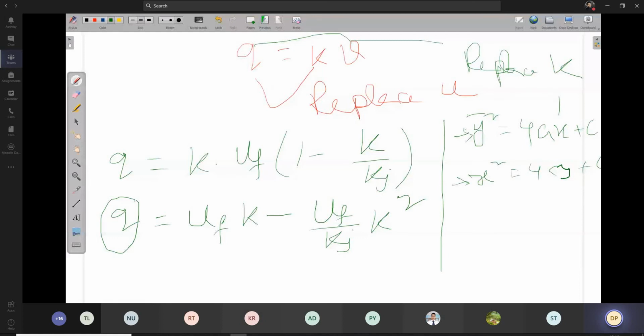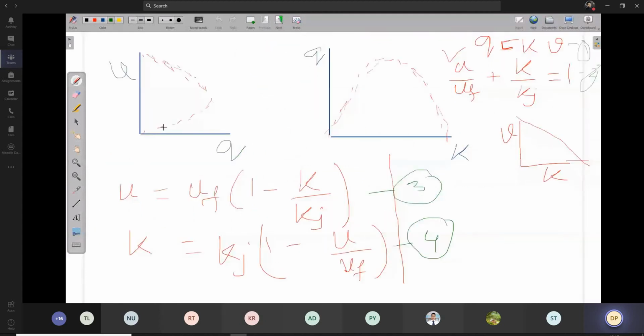So this is similar to a parabolic equation. So we are getting a 2-degree equation here. This is the relationship between Q and K that we got. So the QK relationship we got here. Similarly, I can get the relationship between Q and U.